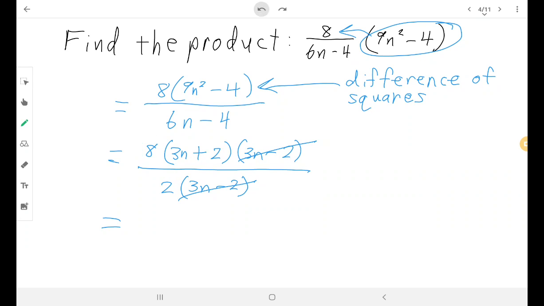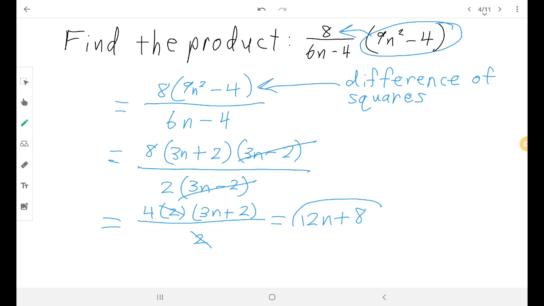Okay? Now you can think of that as 8 divided by 2, or you can think of 8 as 4 times 2. And I'm going to write this out so you can see it as clearly as you can. I'm not going to write the canceled parts. So there's 2's that will now cancel. And then I could redistribute the 4 and have 12n plus 8 over 1, which anything divided by 1 is itself, so I don't have to worry about that.